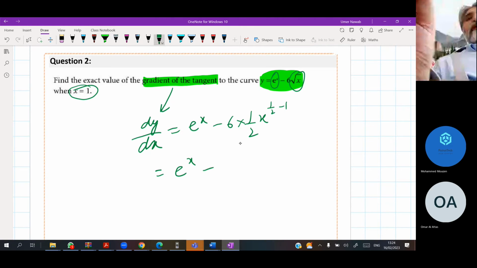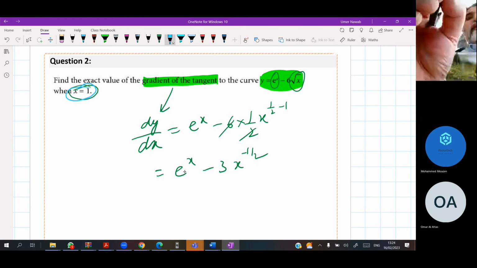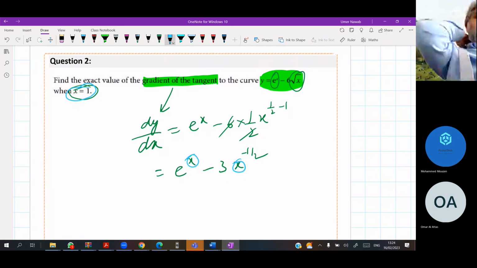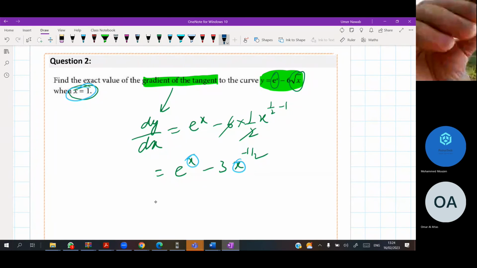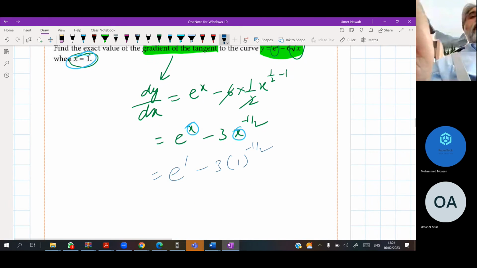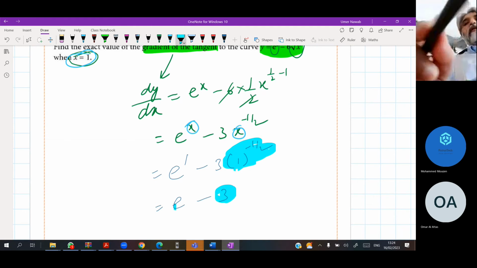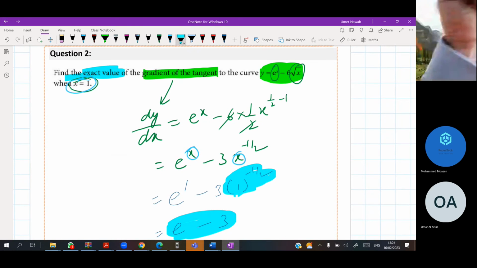So e^x minus 3x raised to minus 1/2. Just plug in 1 in the place of x. So I'm going to get e raised to 1 minus 3 times 1 raised to minus 1/2. This will be left as e minus 3, because any power of 1 is always equal to 1. So 1 times 3 is 3. My final answer is e minus 3. No need to evaluate it because the examiner wants the answer in the exact form.